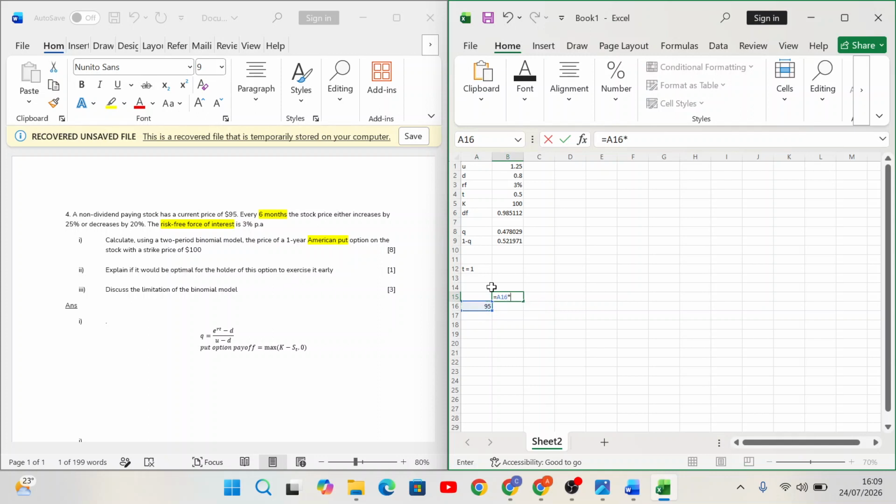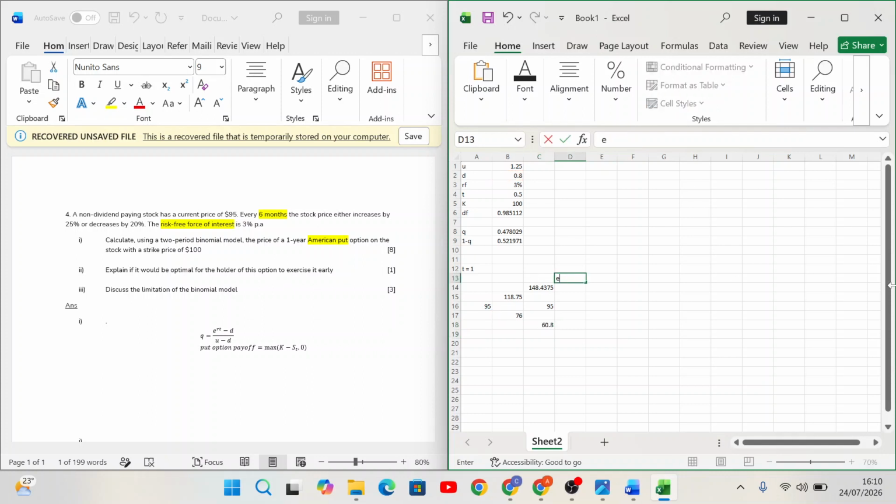by, or rather at time 0.5, it can go up by 1.25 or down by 0.8. At time 1, it can either go up by 1.25 or reduce by 0.8. The same way 96 can either go up by 1.25 or go down by 0.8.